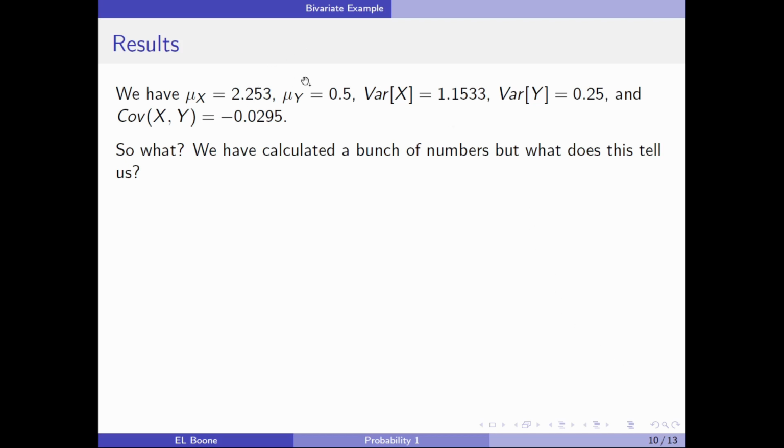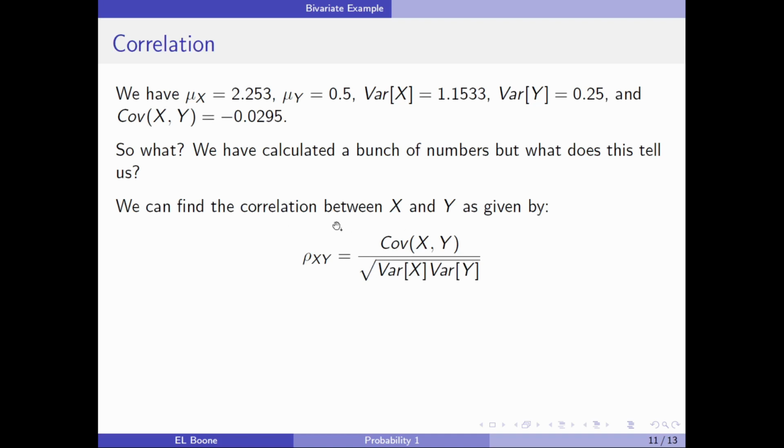Well, these numbers tell us the balance points along each of the distributions, especially the marginals. This tells us the spread, how spread out each dimension is. And this one tells us how x and y are related, sort of. What we can do is turn the covariance into a correlation. So if we look at the formula for correlation, rho xy is equal to the covariance of xy over the square root of the variance of x times the variance of y.